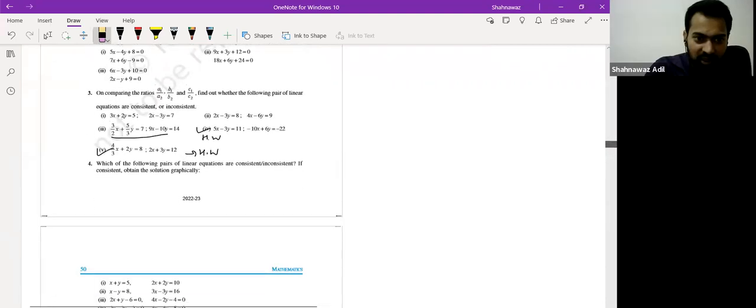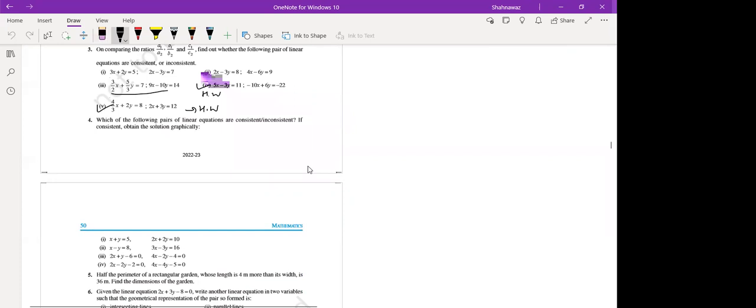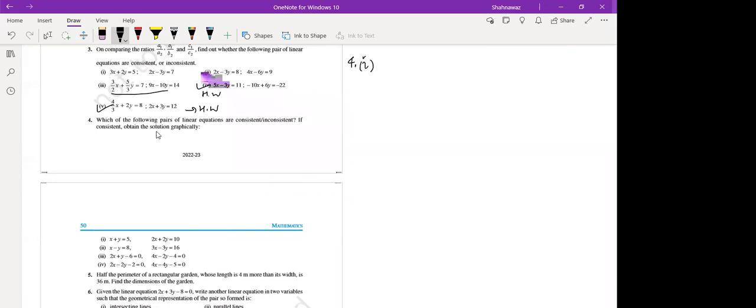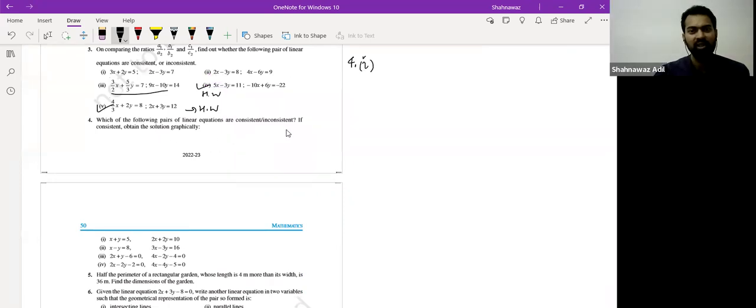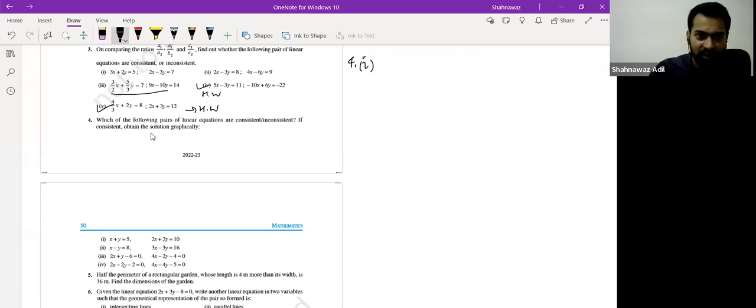Okay, so this one. Which of the following pairs of linear equations are consistent or inconsistent? If consistent, obtain the solution graphically. So first we have to find whether they are consistent or not, and then draw the graphs, right? Graphical solution is very hectic and the algebraic one is easy, but they are saying obtain the solution graphically, so we will do that.